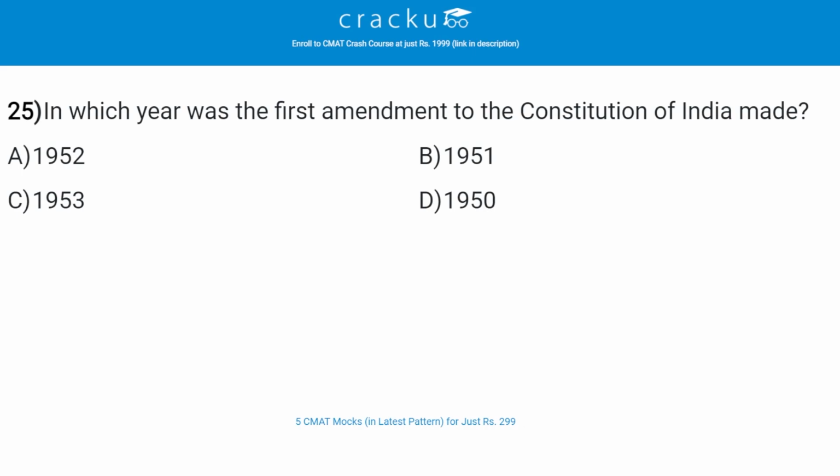In which year was the first amendment of the Constitution of India made? The correct answer is B, 1951. So, the statement of objects and reasons was appended to the Constitution. That is the First Amendment Bill 1951, which was enacted as the Constitution First Amendment Act 1951.